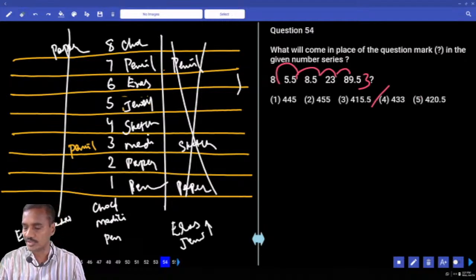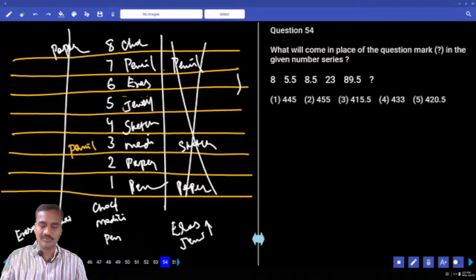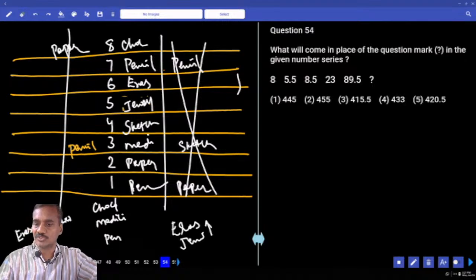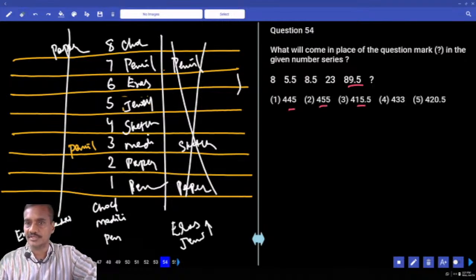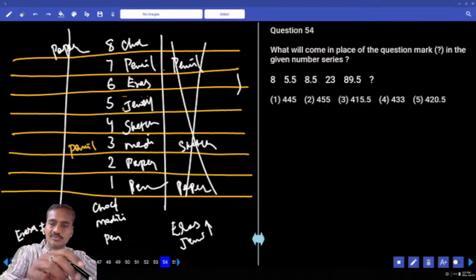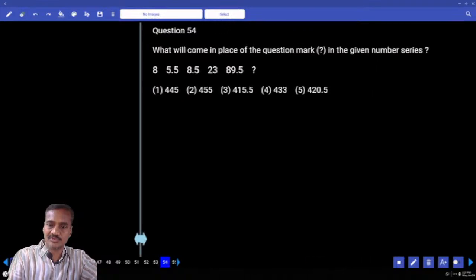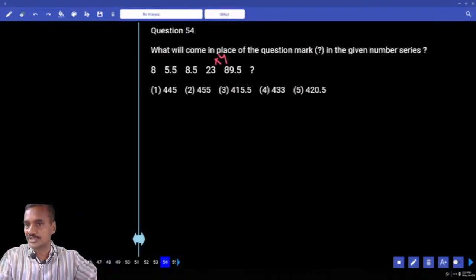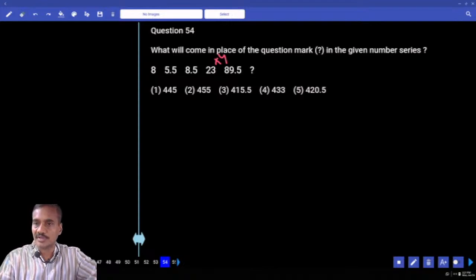Then 54. 8 and 1.5, 5, how to do it? Into much on 89. Now it has become 400. That means that is multiplied with how many times? Now 5 times, isn't it? Now it is multiplied with 5 times, and here it must be multiplied by how many times? 4. 23 into 4, 92. 92 and 89.5. How much? 2.5. Clear? 2.5 plus or minus?